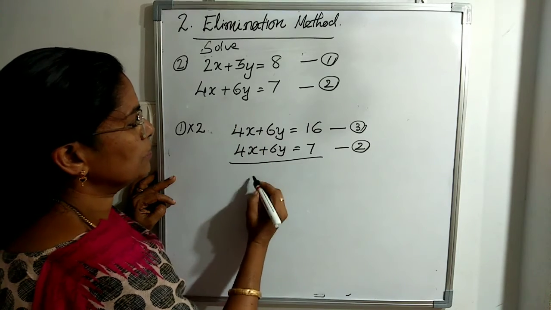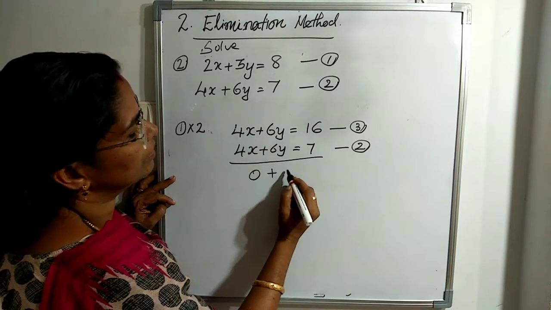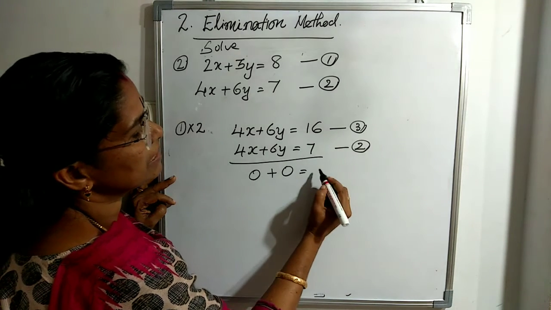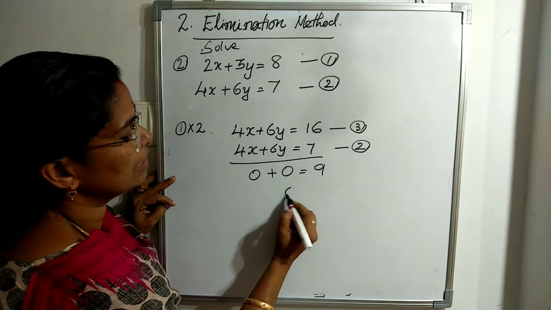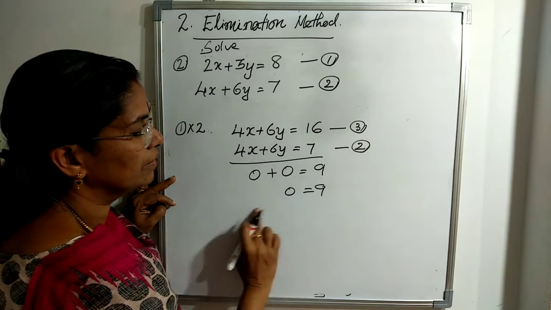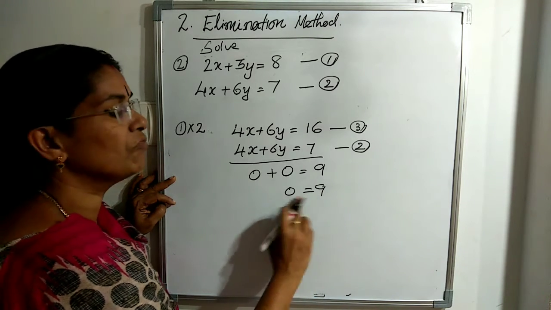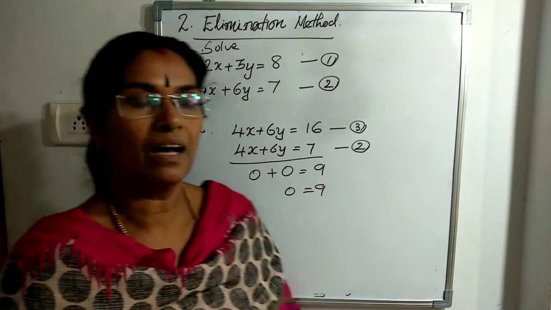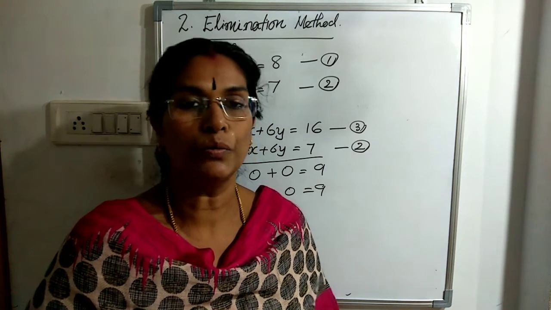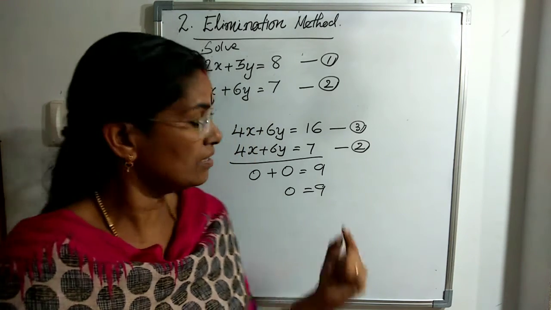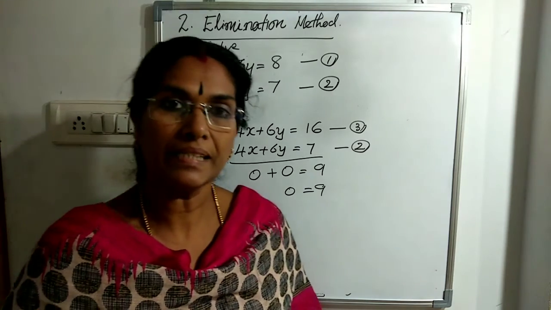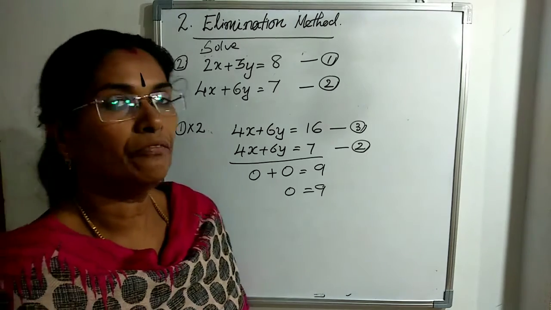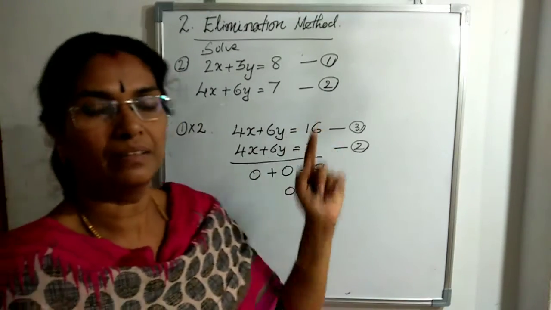See, 4x minus 4x is 0 and 6y minus 6y is 0. 16 minus 7 is 9. That is 0 equal to 9. Is it true or false? It is a false statement. So we can say this pair of equations has no solution. It is inconsistent. False statement means it is inconsistent. There is no solution. There is no value for x and y satisfying this equation. Clear?